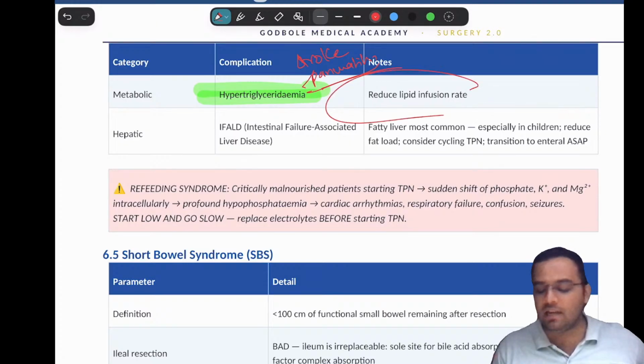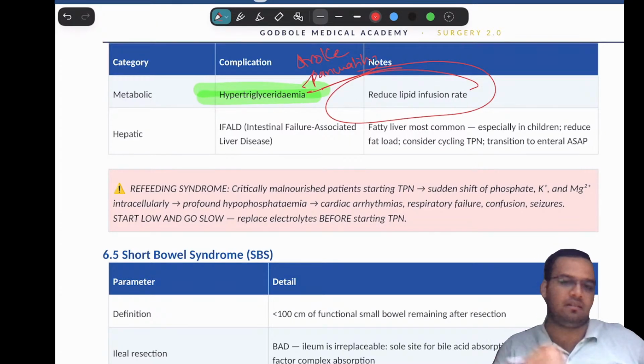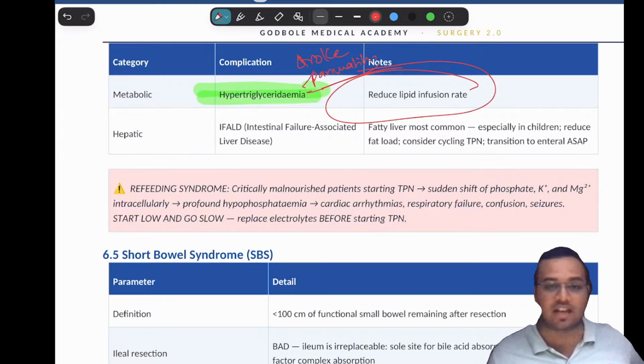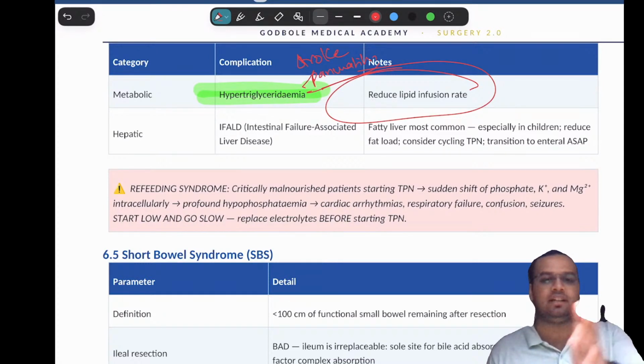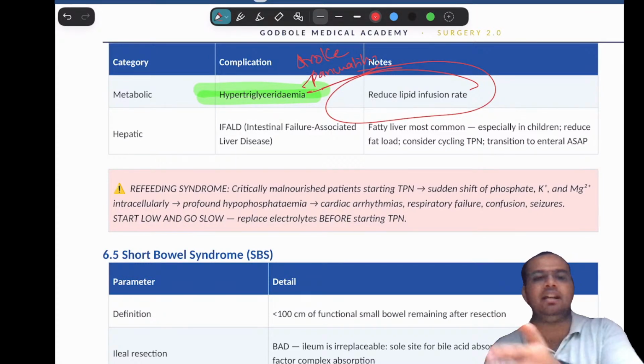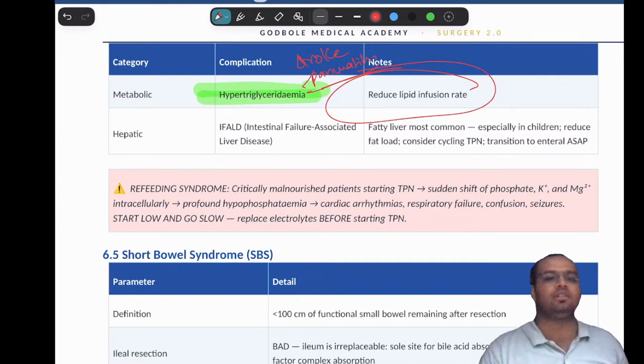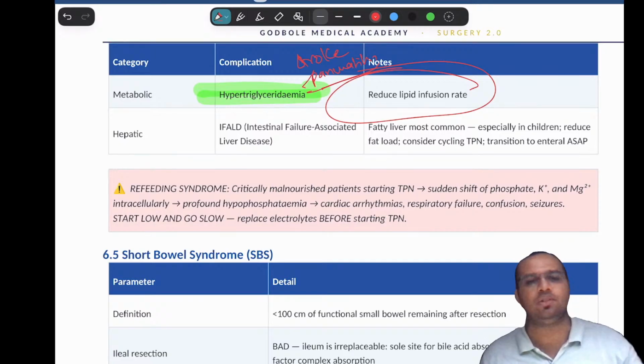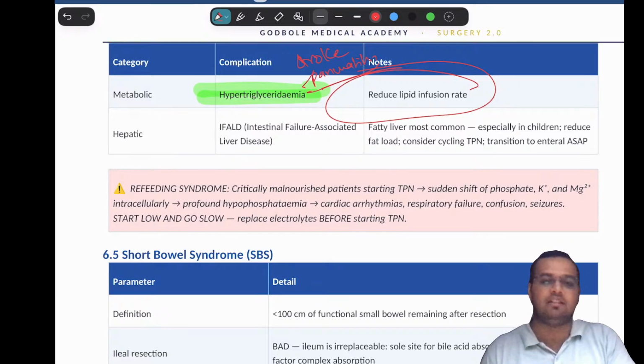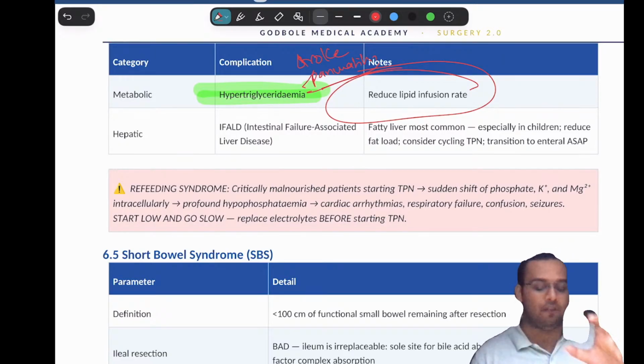So reduce the lipid infusion rate. There are different compositions of parenteral nutrition available, wherein the normal composition of parenteral nutrition is 40 30 30, it might be 50 20 30. So the lipid component might be reduced. So you can get those mixtures as well. Those cost around 7,000 to 10,000 rupees. So it is quite difficult to manage such patients. You need to have a lot of check on them.